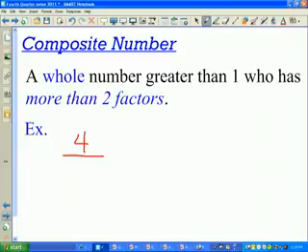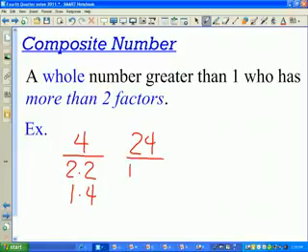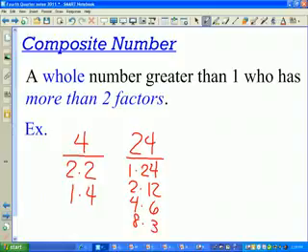So we can say 4. The reason why 4 is a composite number is because I can say 2 times 2, and I can say 1 times 4. Another one would be, let's say, 24. With 24, I can say 1 times 24, 2 times 12, 4 times 6, 8 times 3.